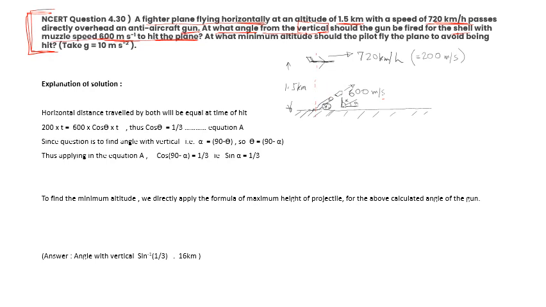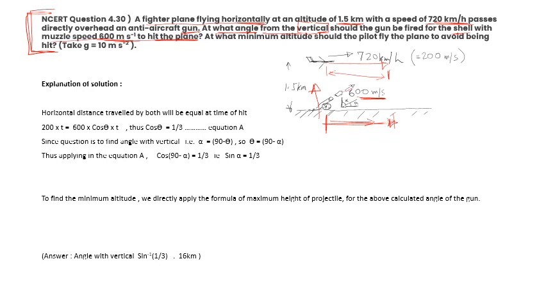Now, a few things to note. Whenever a shell is fired, let's say it's fired with 600 meters per second, it will have a horizontal component and a vertical component of velocity. Now, to hit a plane, the horizontal movement of the shell should coincide with the horizontal movement of the plane. What that means is the distance traveled by the plane in a certain time should match the distance traveled by the shell in that same time. Then only can a hit occur. That is one of the conditions.